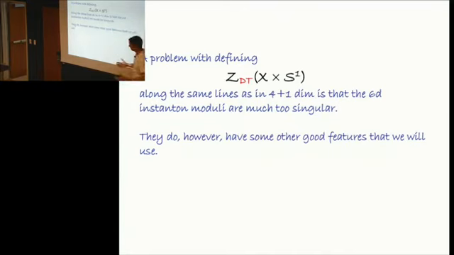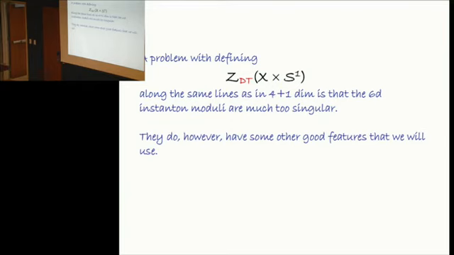Morally, it's just the same thing, but the problem to actually carry it out technically is that the moduli space, the Donaldson-Thomas moduli spaces, the 6-dimensional instantons, are way too singular. They're just not the kind of spaces you want to examine. It's like some kind of chemical substance you never want to see.